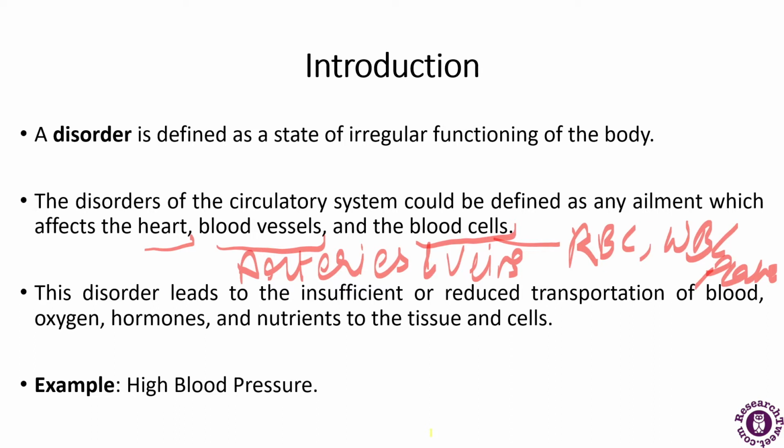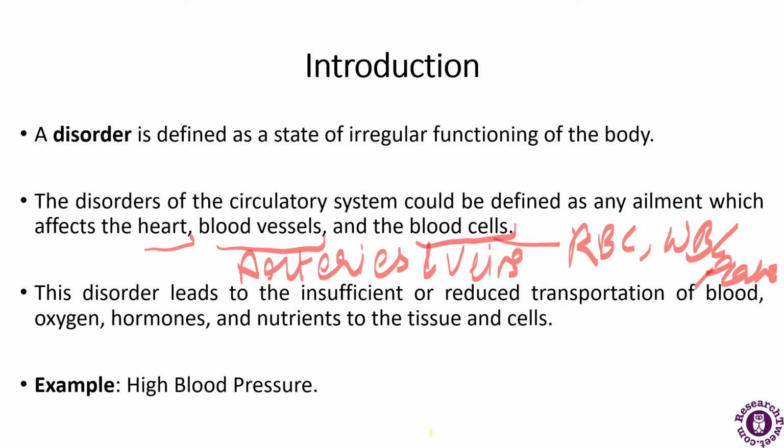This disorder will lead to insufficient or reduced transportation of blood, oxygen, hormones and nutrients to the tissues and cells. If I want to give examples of disorders of the circulatory system, there are many, but we are majorly focusing on high blood pressure, coronary artery diseases, heart failure, and angina. These are the four disorders which I will be focusing upon.